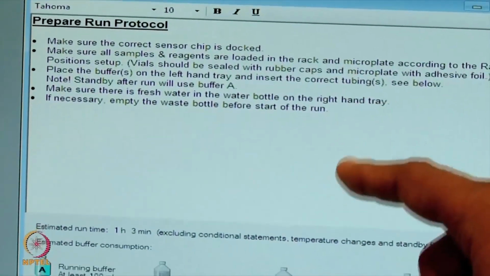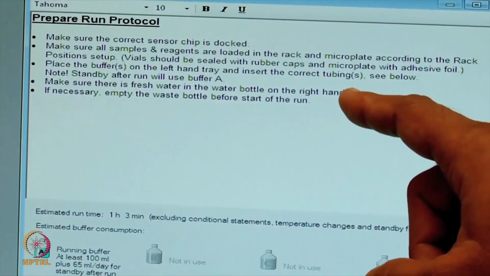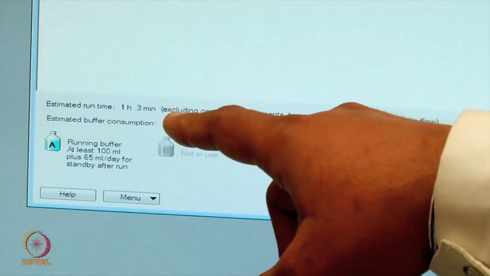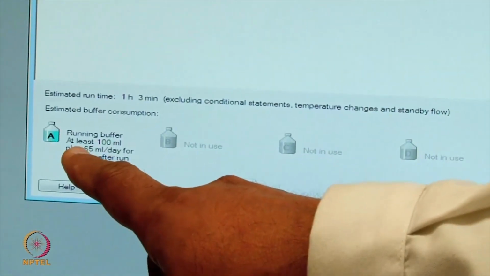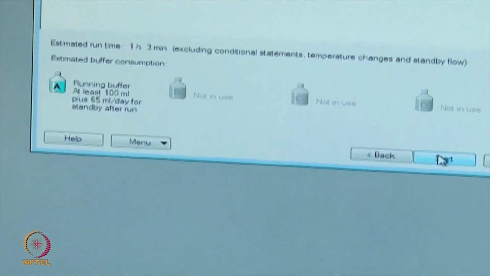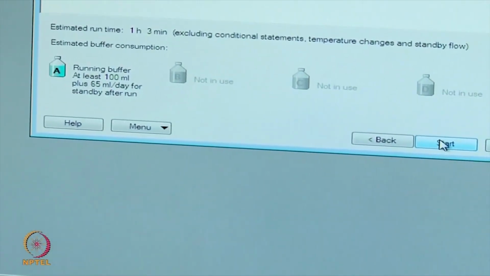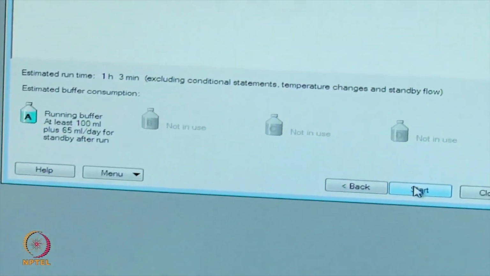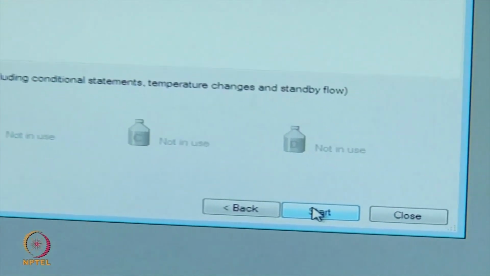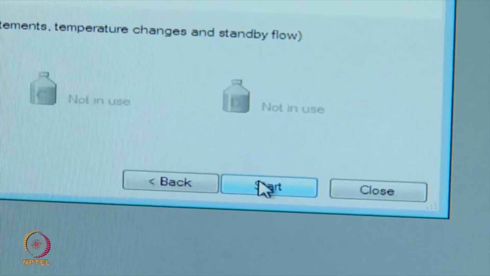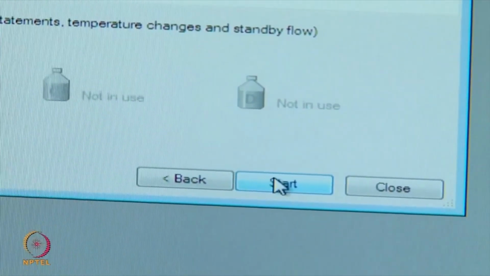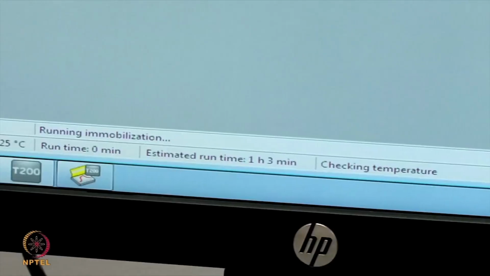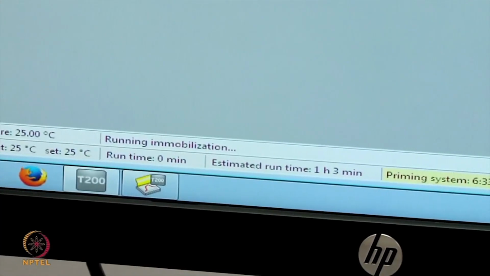So once we go through all these and everything is set in the machine, it shows the estimated run time as 1 hour 3 minutes and we have connected the running buffer. Now we will start the experiment. This will prepare the chip for the immobilization process and immobilize the antibody or the ligand of our choice today, the anti-beta 2M. We need to save this as, and now the immobilization process is running.